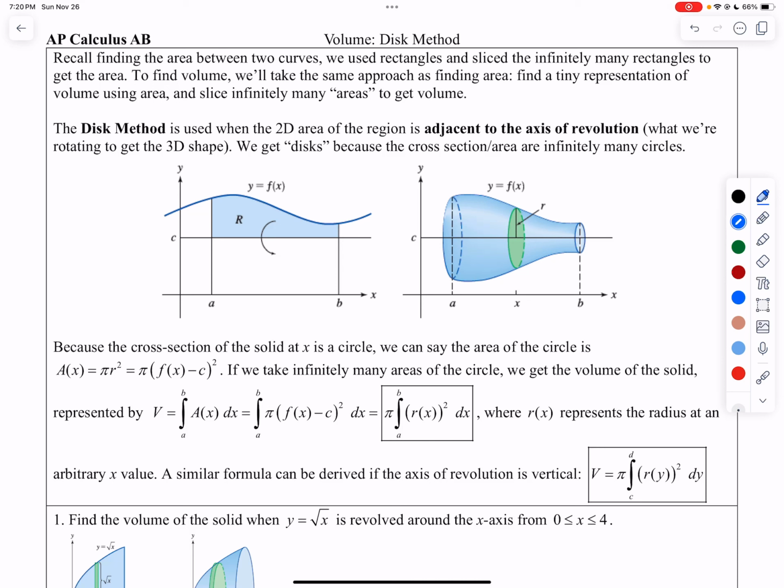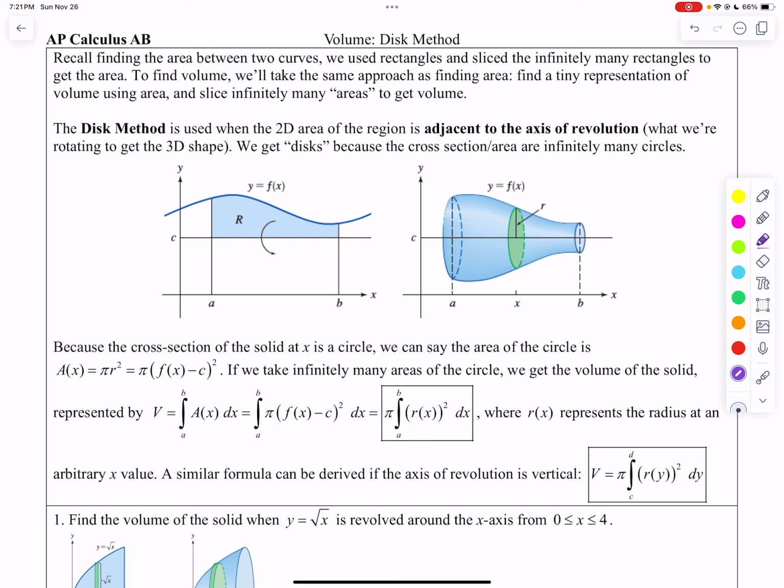Alrighty, in this video, we are going to be talking about volume using the disk method. Now, so far, we have talked about finding the area between two curves, and we used rectangles. Essentially, finding volume is going to be very similar, where we are going to find the area and slice up infinitely many areas.